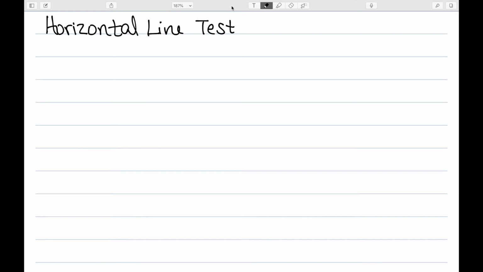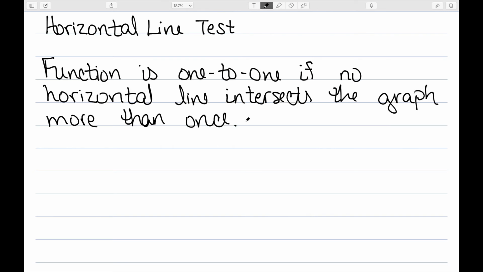We also have what's known as the horizontal line test. This is a way to determine if a function is one-to-one based on just its graph. The horizontal line test states that a function is one-to-one if no horizontal line intersects the graph more than once. So let's look at some examples to understand this idea.